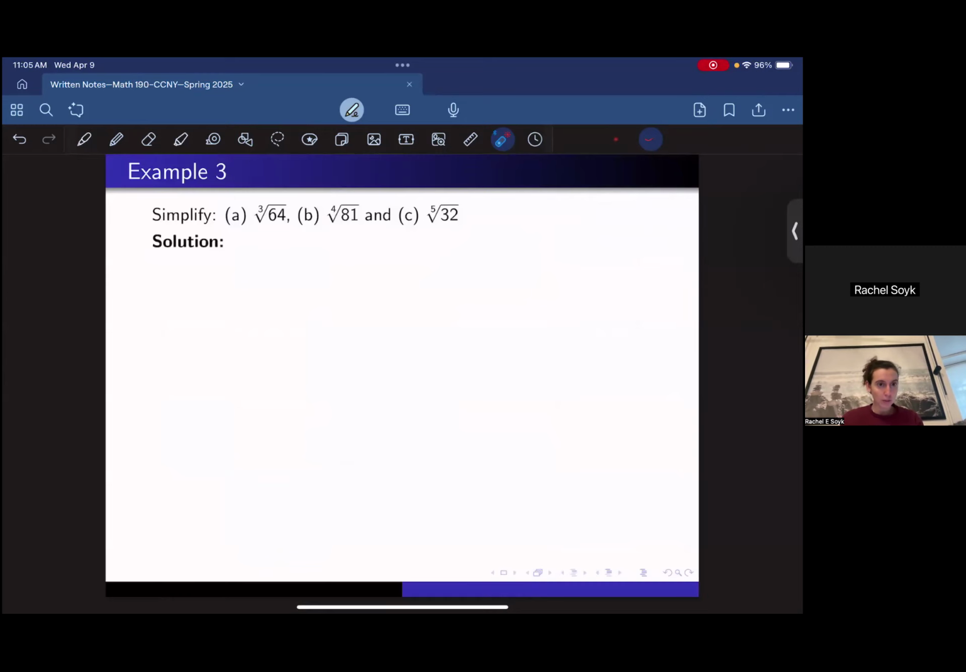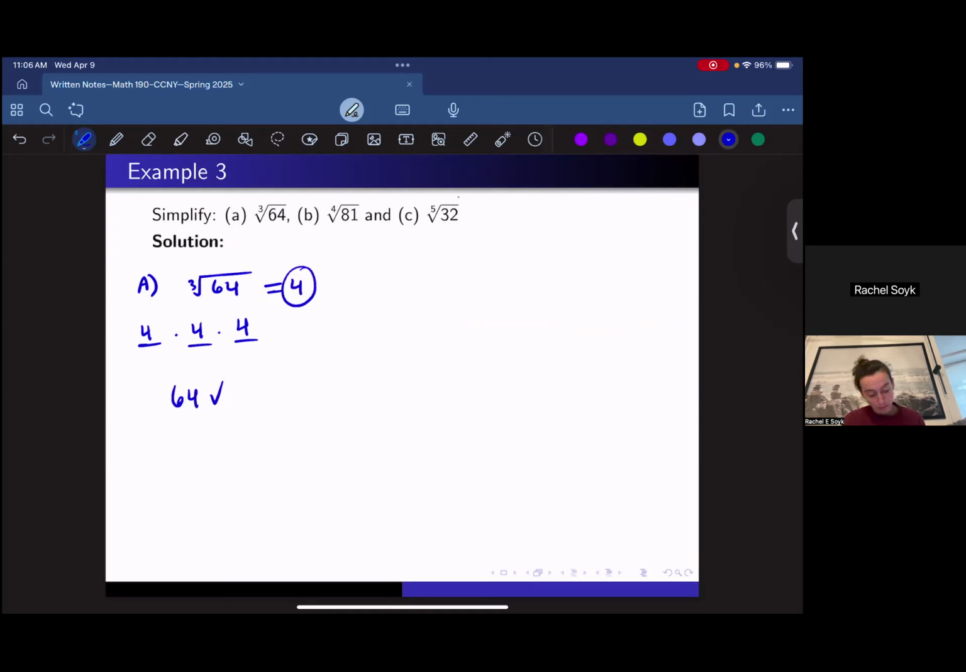Okay, let's jump into example 3 together. We have the cube root of 64. What times what times what gives you 64? Simply, not 8. 4, right? 4 times 4 is 16, and then 16 times 4 gives you 64.